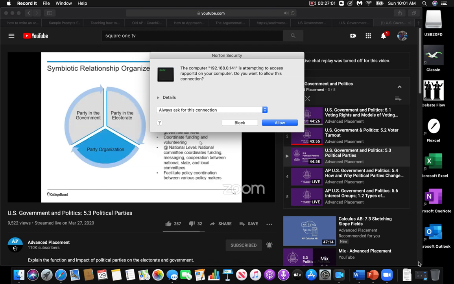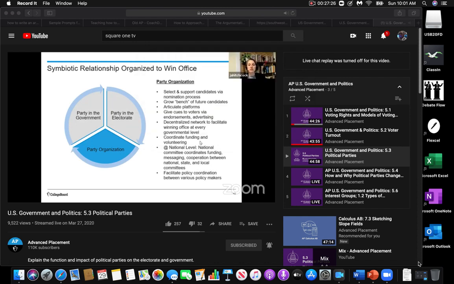Versus party organization, these are going to be people who maybe are a little bit more professional, but not necessarily holding office. So they're going to select and support candidates via the nomination process. They're going to help grow a bench of future candidates. They're going to articulate our platforms, give cues to voters with endorsements and ads. They have a decentralized network to facilitate winning office at every level, from national to local. They'll coordinate funding and volunteering.